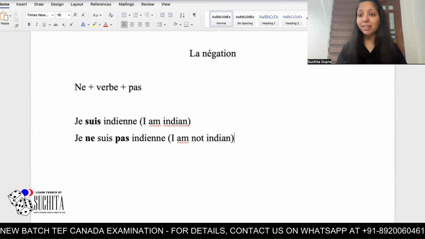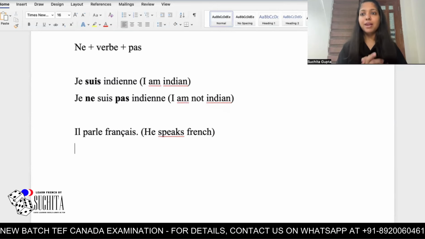Now, it looks something like this. You have to search for the verb, which is suis, put ne before the verb and pas after the verb, which will make it negative. Je suis indienne. I am Indian. Je ne suis pas indienne. I am not Indian. Let's look at our second example, which is il parle français.